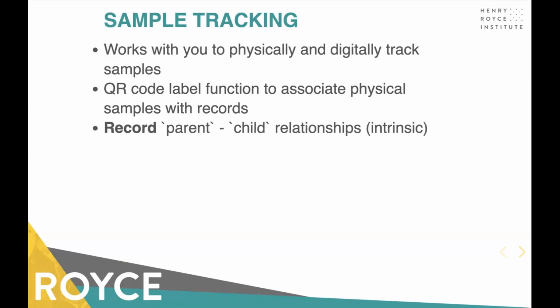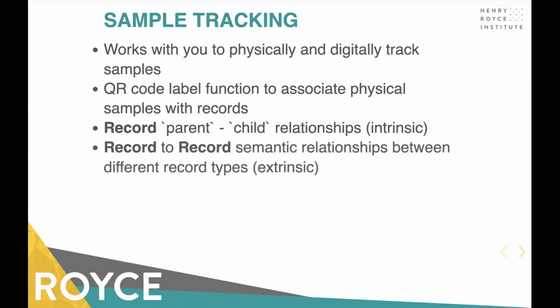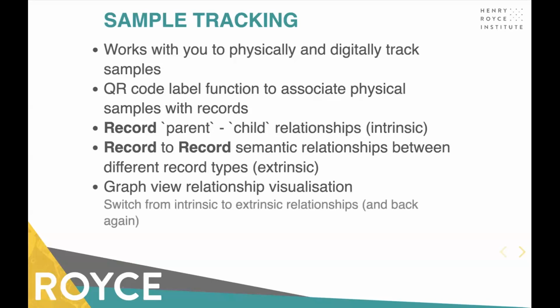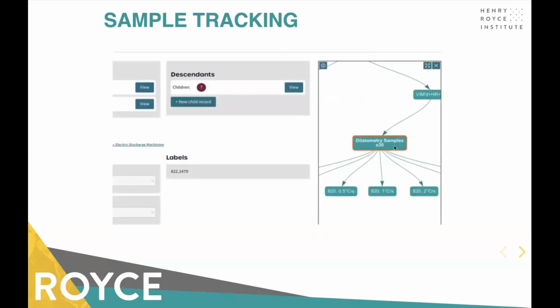These are intrinsic. So if you create a child from a parent, they will be intrinsically linked. You can also create record-to-record semantic relationships between different record types. These are what we call extrinsic relationships. We've implemented GraphView to visualize these relationships, and you can switch from intrinsic to extrinsic relationships and back within GraphView.